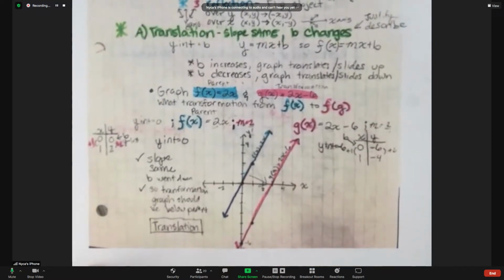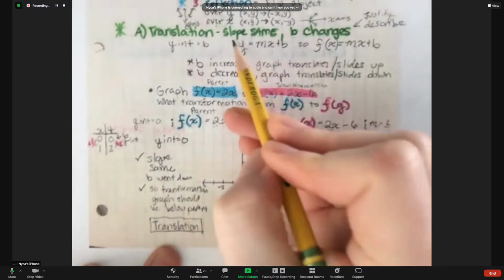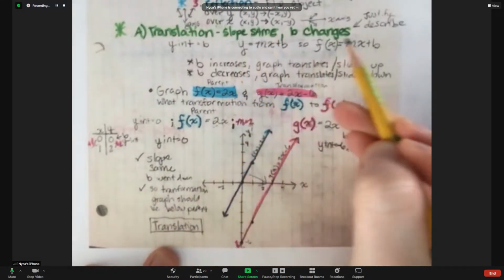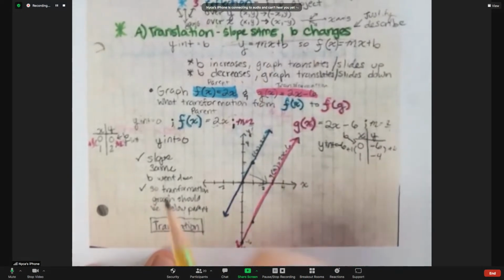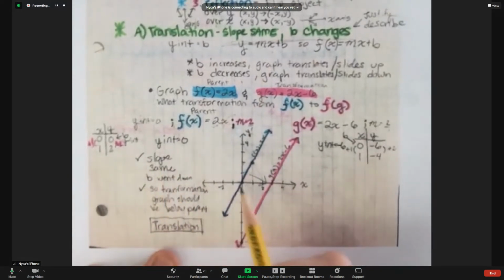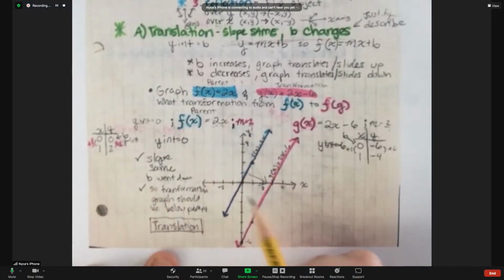Then it will ask you, after you have graphed it, to describe or justify the transformation and classify. That's what I did here. So to justify, you are basically using what you need to memorize for this section. Looking at this graph, I noticed that my slopes are the same, 2 and 2. But the b went down. It went from 0 to -6. So this was a slide down.